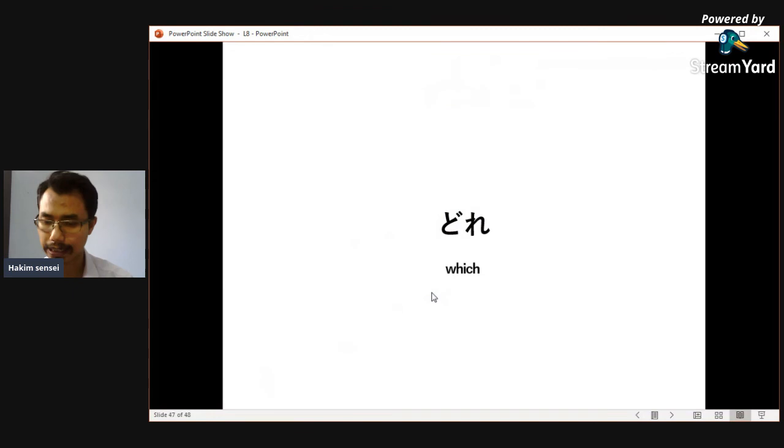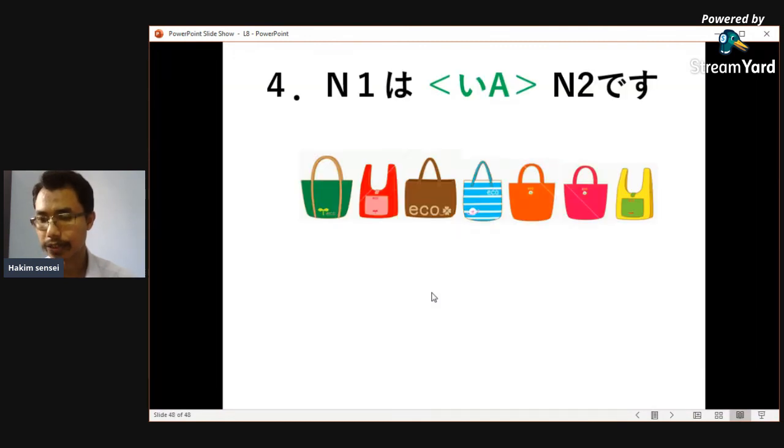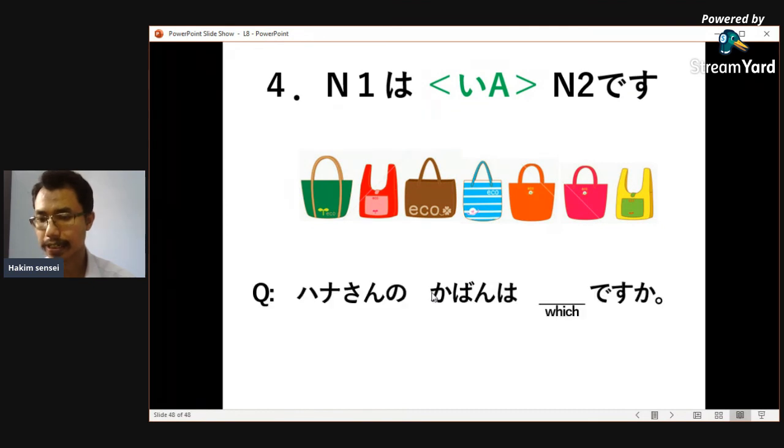And then the last one is dore. Actually, dore is something you already learned before, in chapter 11 and 12. When you have options, you can use the word dore to ask the question. But why are we putting this here in chapter 8? Let's say you have options like these bags, and you want to ask which one is Hana-san's bag. Hana-san no kaban wa dore desu ka?